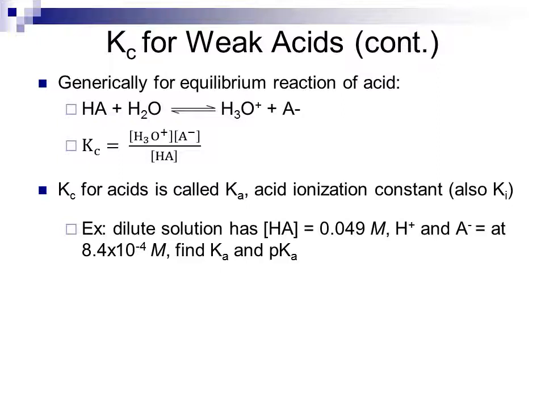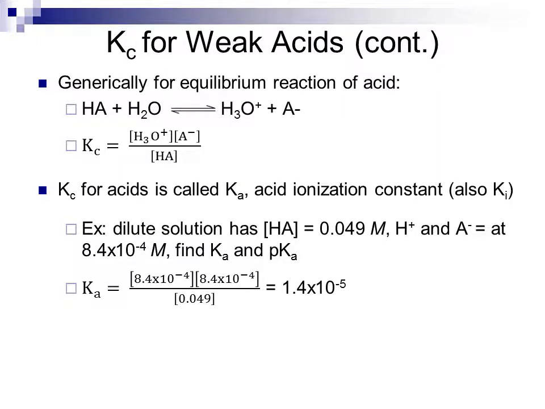As an example, if I have a dilute solution that has an acid concentration of 0.049 molar, the H+ concentration and the A- concentration are 8.4 times 10 to the minus 4 molar overall. This is for a monoprotic acid, remember, because we are deprotonating on a 1-to-1 basis between our H3O+ and our A-, we should have equal concentration of both the H+ and the A-. So based upon these molarities, find the Ka value and then the negative log, or pKa value.